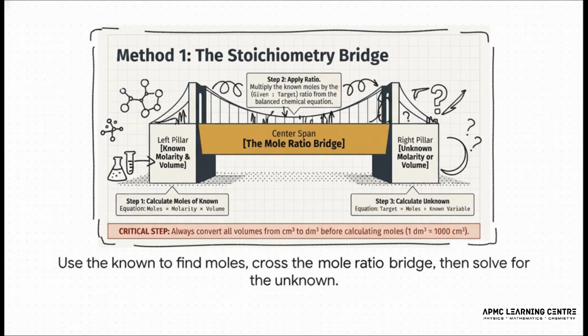Now, the core idea here is exactly the same. We're just picturing it as a bridge. See, on the left pillar, that's our known substance. Our first step is to calculate its moles, getting us onto the bridge. Then we cross the main span. What is that span? It's the mole ratio from our balanced chemical equation. Once we're across, we're at the right pillar, our unknown. And step 3 is just to calculate whatever we're actually looking for. Known, ratio, unknown. That's the path.